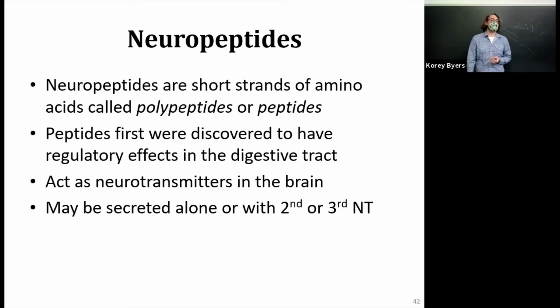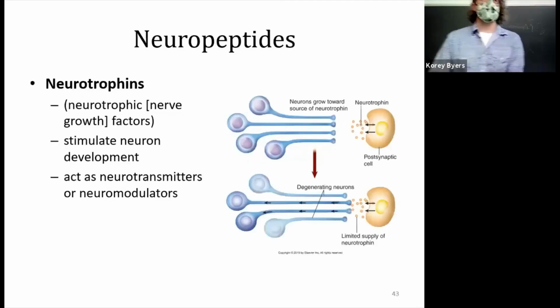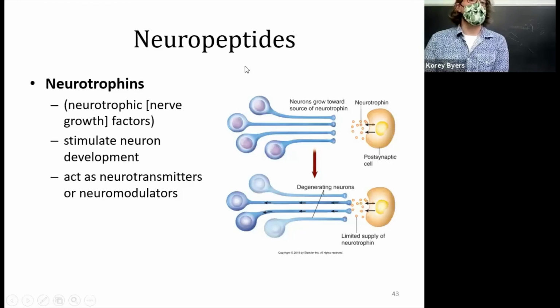They act as neurotransmitters in the brain and can be secreted alone or with a second or third neurotransmitter. They have to have a partner sometimes. They can't just act on their own. They're released in packets of two or three. But you'll get more of that in the endocrine chapter. And so neurotrophins are a type of neuropeptide.